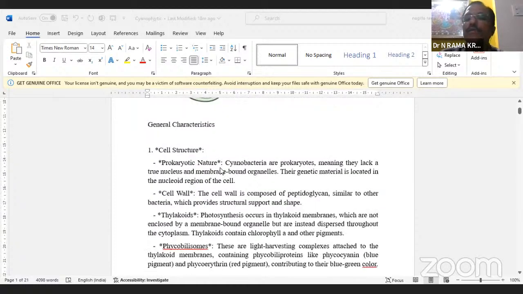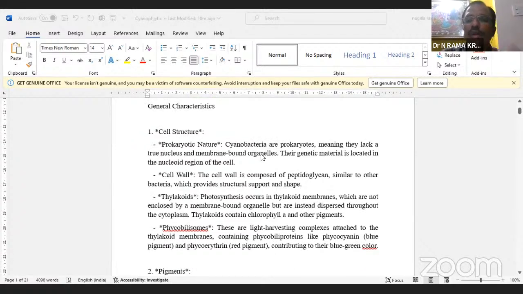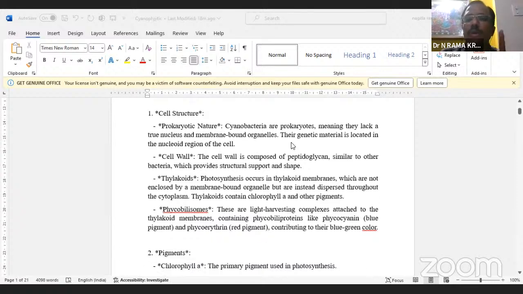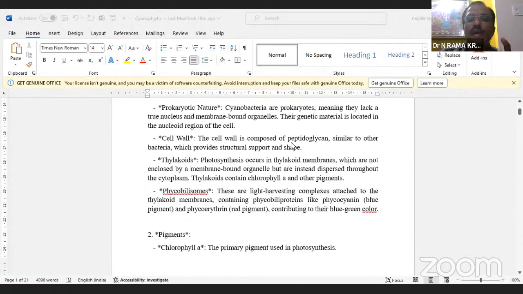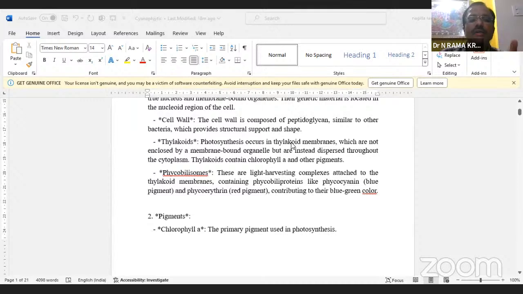So once again, cyanophytic algae are prokaryotic algae. First, they have prokaryotic structures. Second, the cell wall is made up of peptidoglycan. Photosynthesis occurs in the thylakoid membranes, and next, the light-harvesting complex attached to thylakoid membranes contains phycobiliproteins. So this is the cell structure of cyanophytic bacteria.